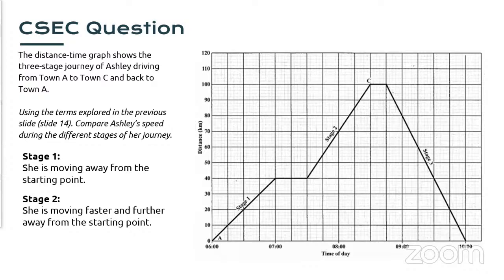From responses to that, Jared is saying that at stage three, she is moving back to her starting point at a moderate speed. Dashani said her speed increased as she was returning to town A. Mr. Orthodox says that her speed increases when returning to town C. And Geneva is thinking that she stopped. Some others are saying that no, she didn't stop at all on the way back to town A.